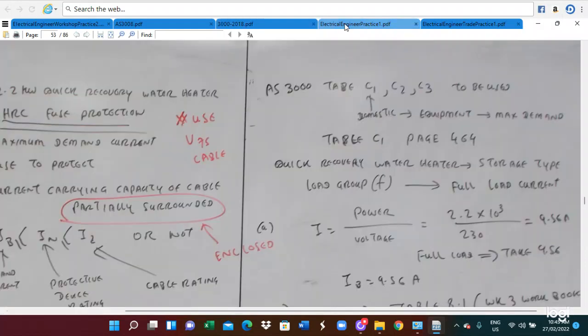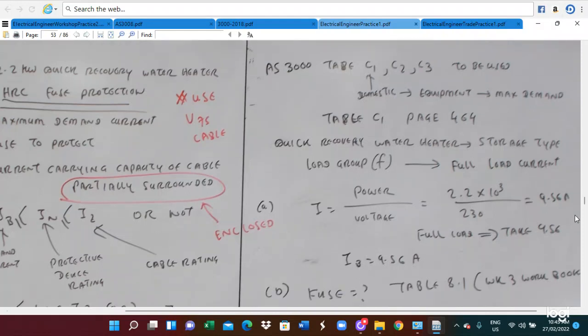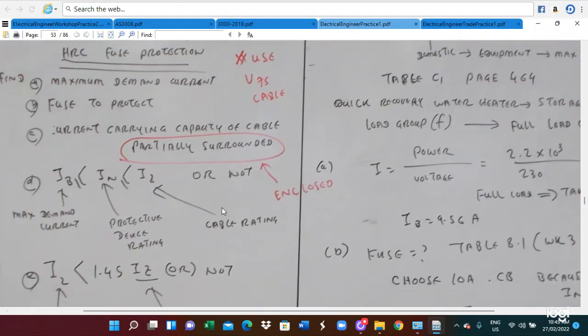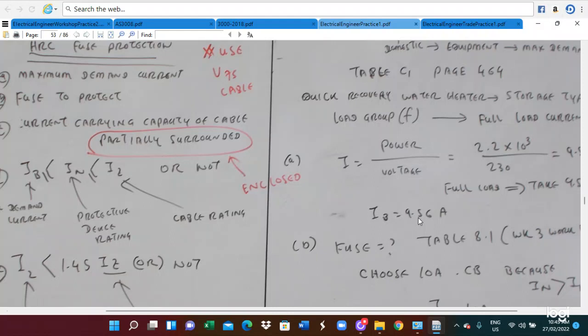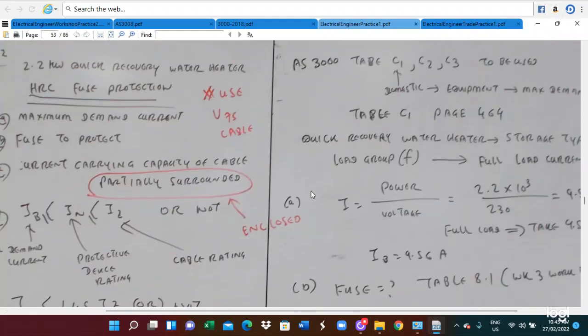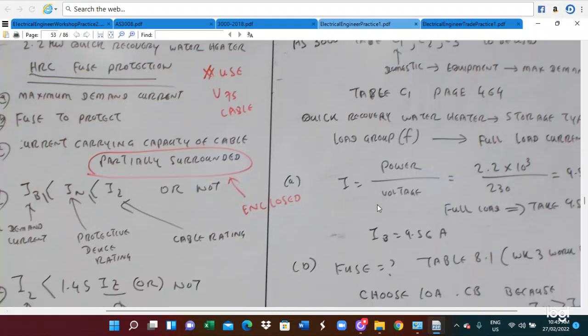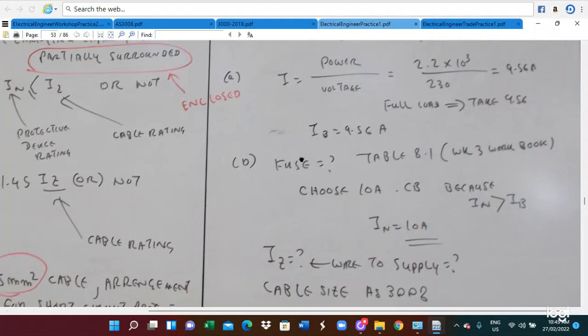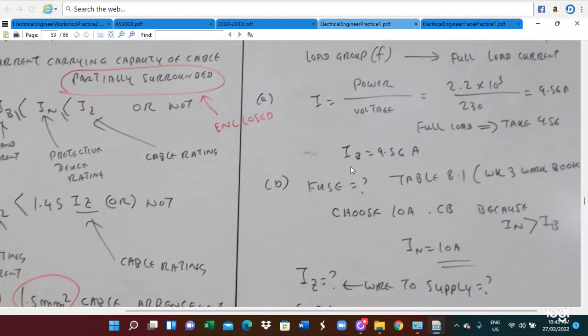Then we find the kilowatt rating: 2.2 kilowatt, that is 2.2 multiplied by 10 to the power 3. With a supply voltage of 230 volts, you get 9.56 ampere. So the full load current is 9.56 ampere. In this case, IB, the maximum demand current, is 9.56 ampere. So we calculate that, and then we also have to find out the fuse protection.